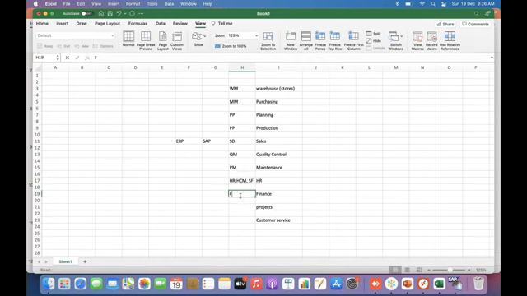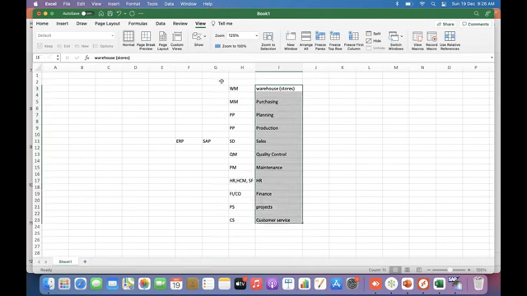FICO: financial accounting and controlling. And the projects department people will use a module called PS, project systems. And customer service people use the customer service module, CS. Basically, functional modules will take care of the industry business processes. To execute their day-to-day business functions, they will use these modules.